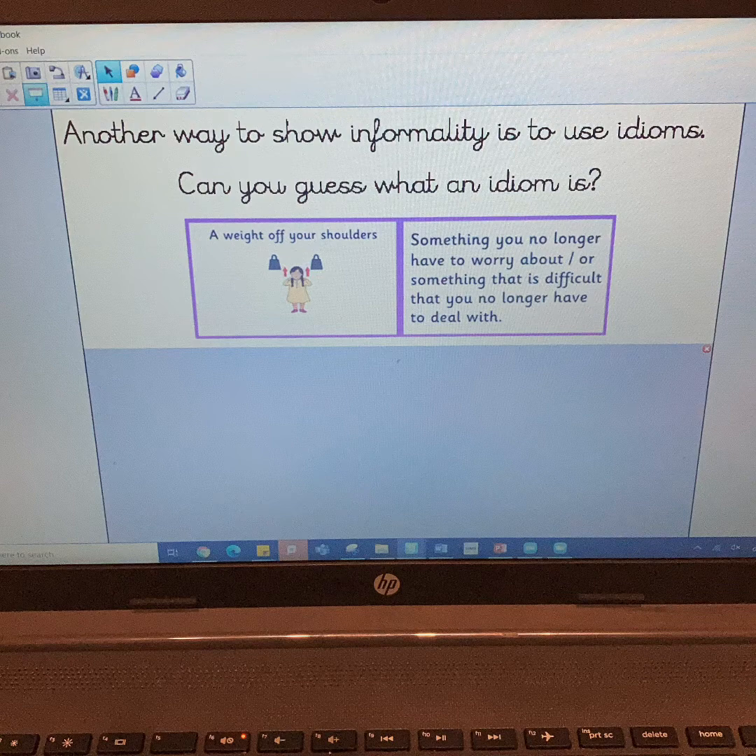So another way to show informality is to use idioms. Can you guess what they are? So I've given you an example. This is an idiom, a weight off your shoulders. So you might say, oh, I'm so glad that that test is done. That's a weight off my shoulders. And it means something you no longer have to worry about, or something that's difficult that you no longer have to deal with. Any ideas?